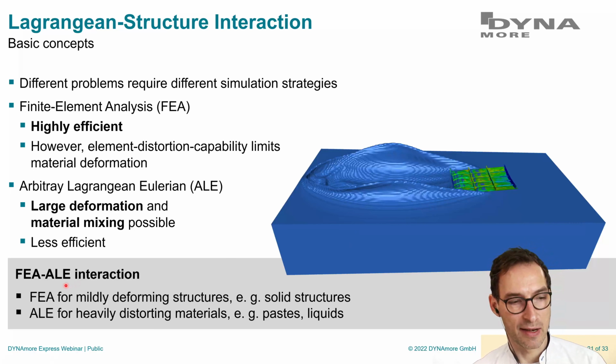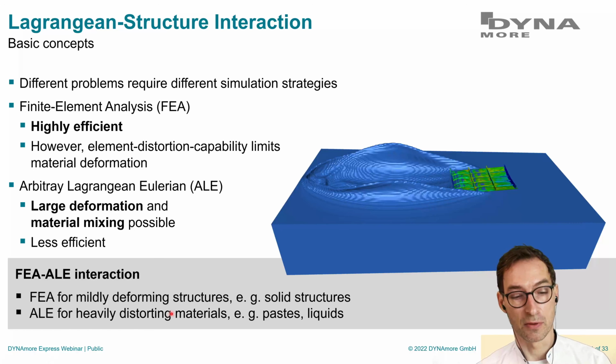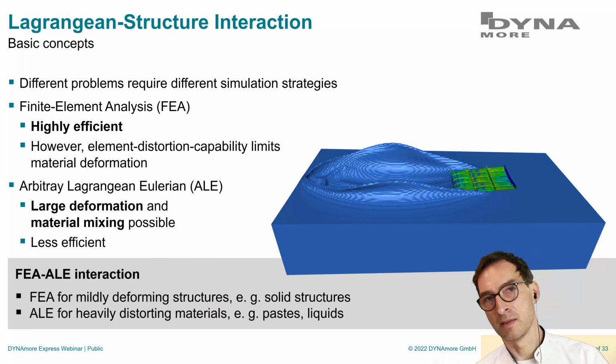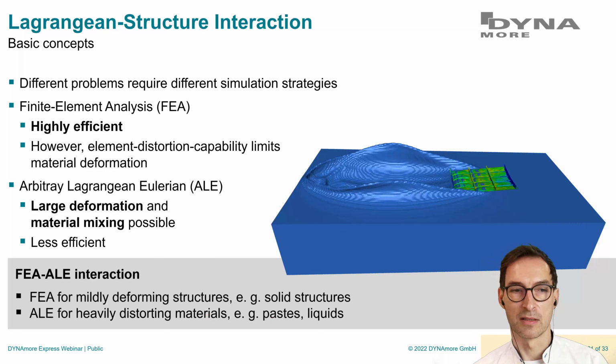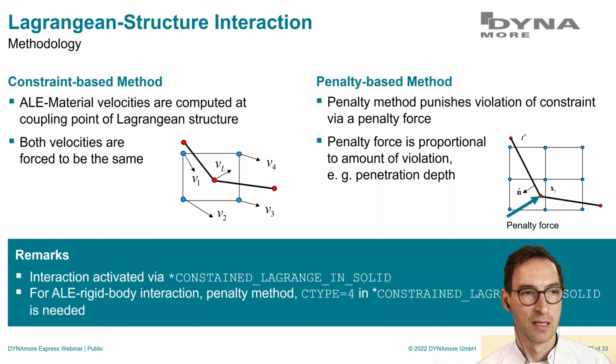So as a guideline: regular FEA for solid structures which have mild deformation, and ALE for heavily distorting materials. Usually this goes to pastes, liquids, and so on, gases. Okay, so how do I couple these together?